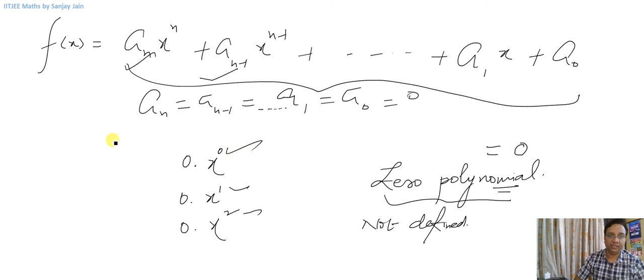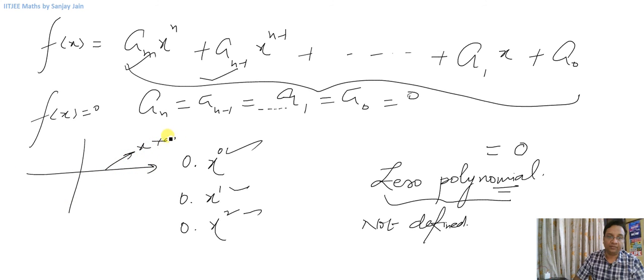Otherwise we also interpreted it graphically, that when f of x is equal to 0, it means we are talking about the x-axis itself. So its graph is the x-axis. At every value of x it will be 0. That means it has got infinite x values where it will be 0. That means the degree is not defined.